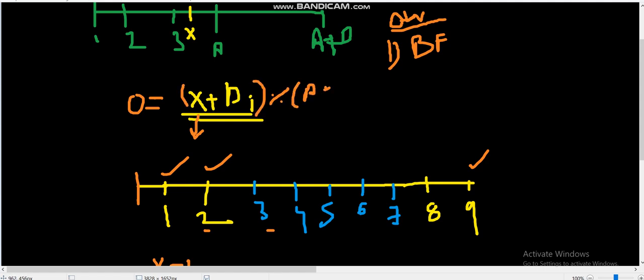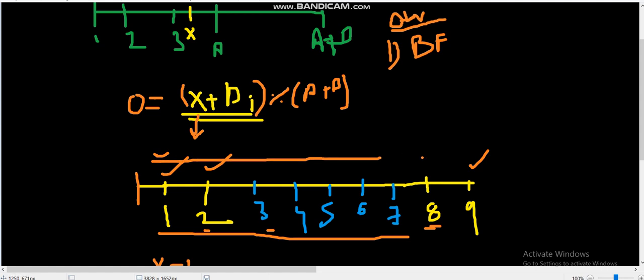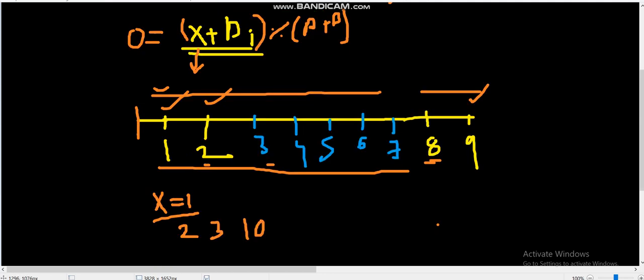Why? Because you are seeing that there are 7 days in the week. Now we can map this 8 to the first day of the week, because 8 is obviously the first day of the next week. This is the first week, and from 8 the next week starts. So if we do x plus D_i modulo A plus B, we will get 8 as the first day of the week and 9 as the second day of the week.